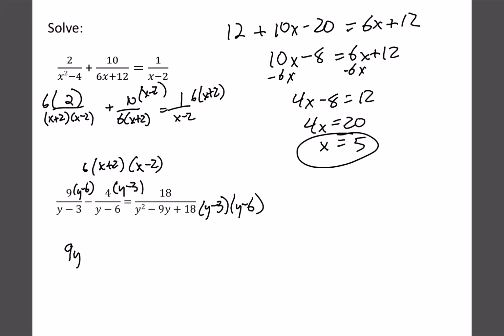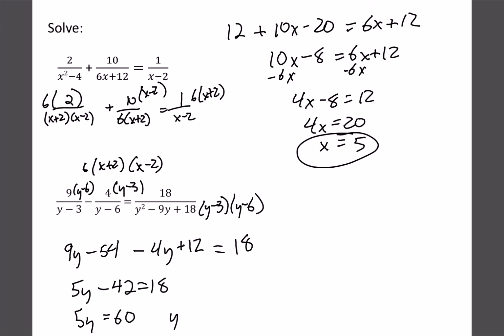So we'd have 9y minus 54 for the first one, minus 4y. Be careful with that minus, so negative 4 times y would be minus 4y, and minus 4 times minus 3 will be plus 12, equal to 18. So if we simplify that, we get 5y minus 42 equals 18. Let's bring the 42 over, it'll be 60. Divide by 5 will give us 12. And again, that's not a non-permissible, so we're good.